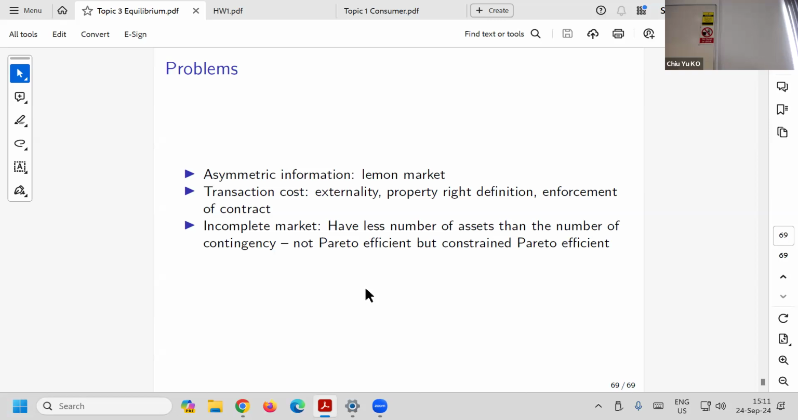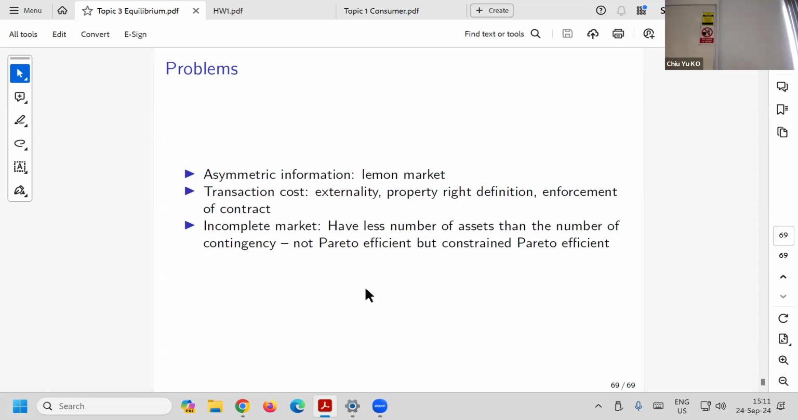The second one is transaction cost. Externality is an issue because we can't really contract those things. How to define property rights? How do you enforce them? Very expensive. So the market doesn't exist. Lastly, it's called incomplete markets, which you have highlighted already. You have uncertainty, right? You want to trade for every contingency, but you can't really do it.